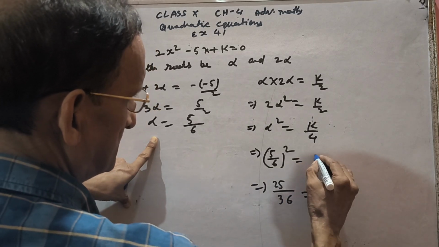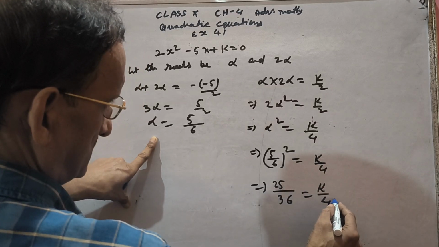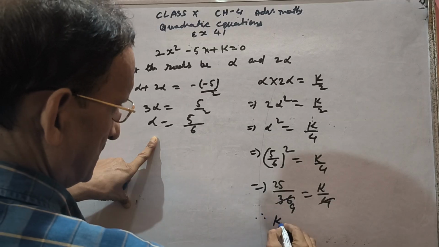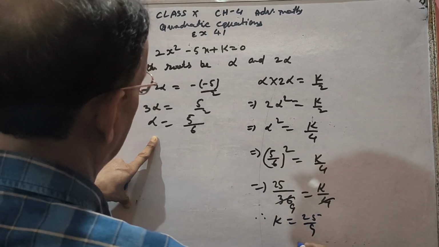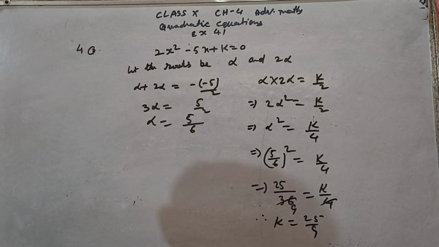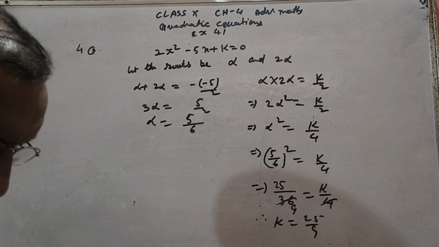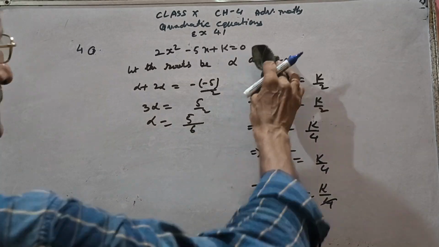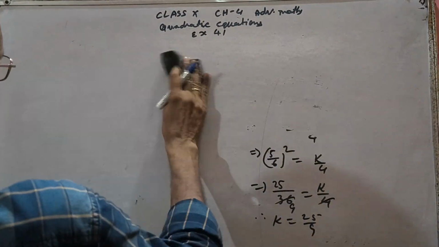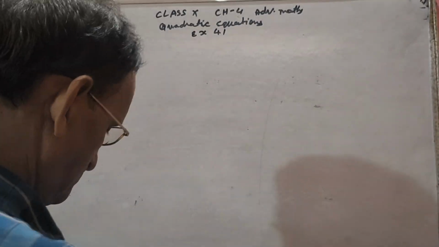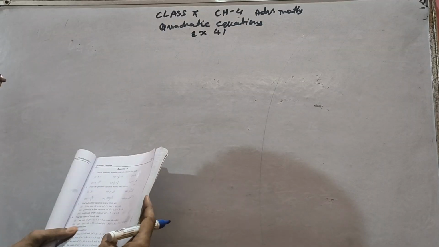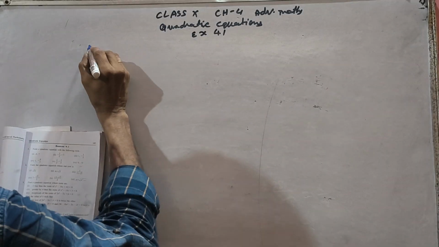This is k, okay? So you can cancel 4, 9 is 36. So therefore k equal to 25 by 9. Okay, number 4 is done. Number 2 is a different question. Very important, so we'll try to understand. What is given? Two equations are given for number 2.